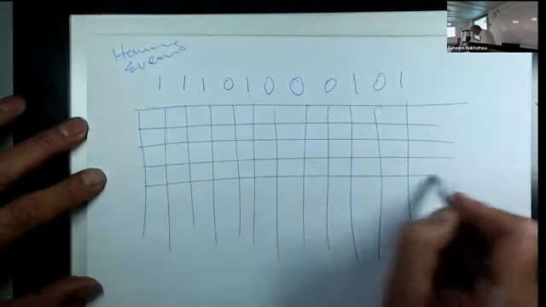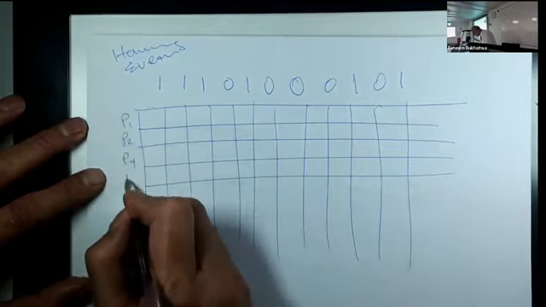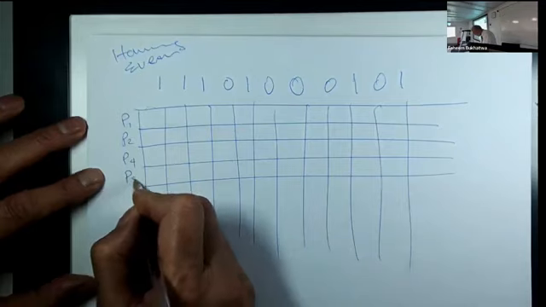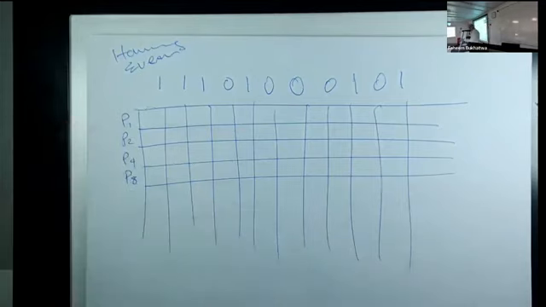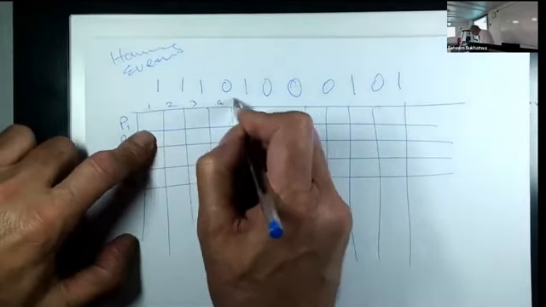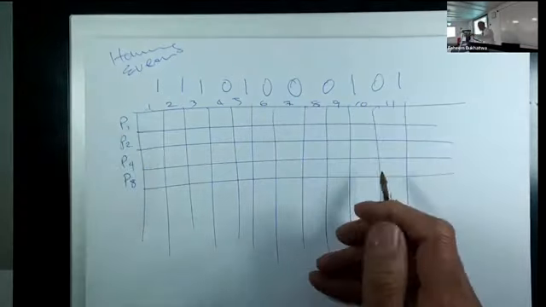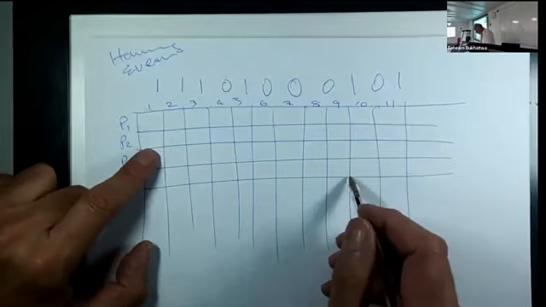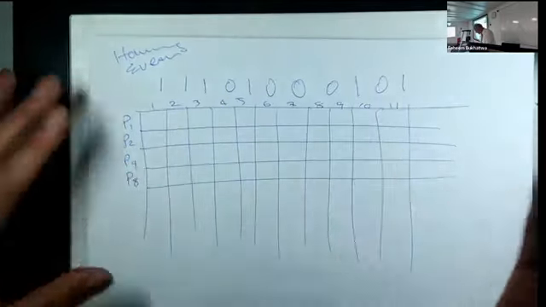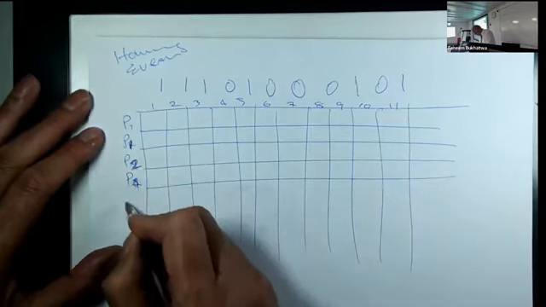All right, so we're going to have 4 groups. Parity 1 group, parity 2 group, parity 4, and parity 8. Okay, who's going to give me the bits for parity 1? Let me number them here: 1, 2, 3, 4, 5, 6, 7, 8, 9, 10, 11. We should have lined them up correctly. Maybe I should have put P1 here, P2 here, P4 here, and P8 here.